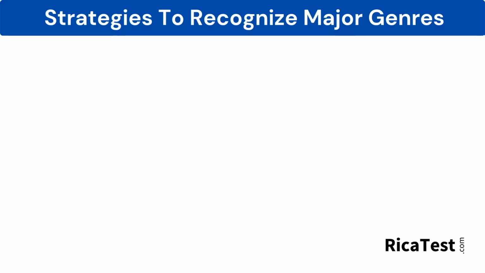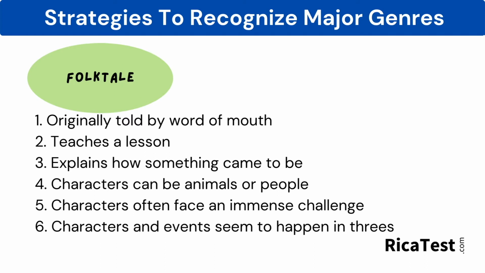To begin, let's define what a genre is. A genre is a category of literature that includes folk tales, which are originally told by word of mouth. They have a moral and they teach a lesson. They explain how something came to be. And the characters can be animals or people, and they do often face immense challenge. And many folktales contain the rule of three, where characters and events seem to happen in threes. Examples of folktales include the Pied Piper, Jack and the Beanstalk, and Goldilocks and the Three Bears.